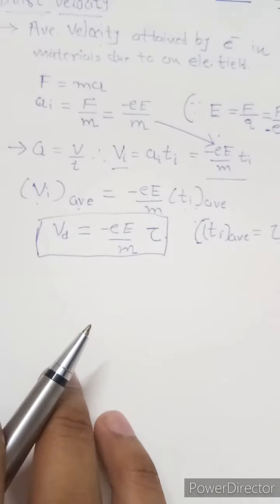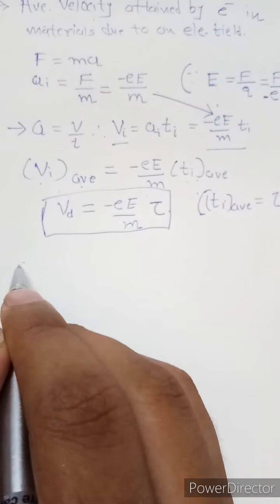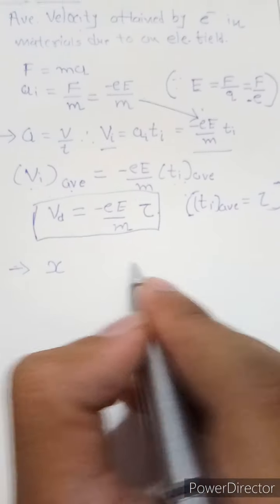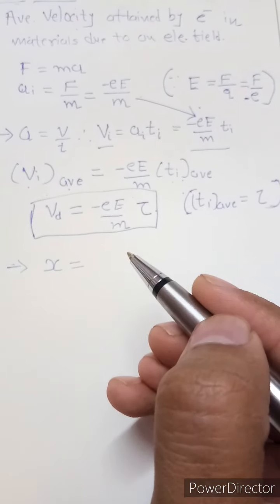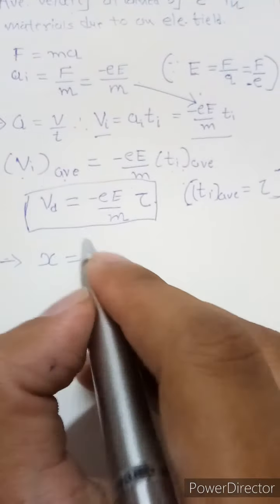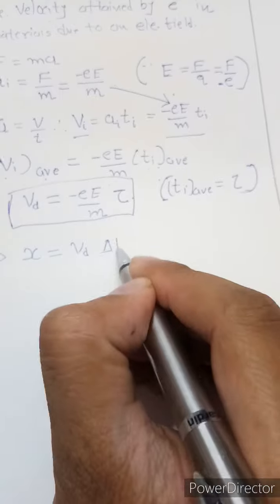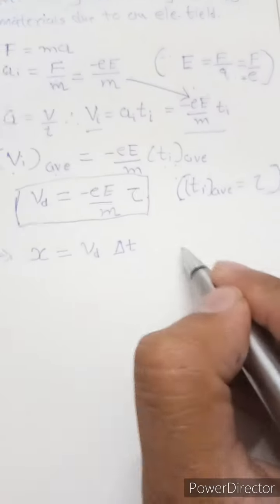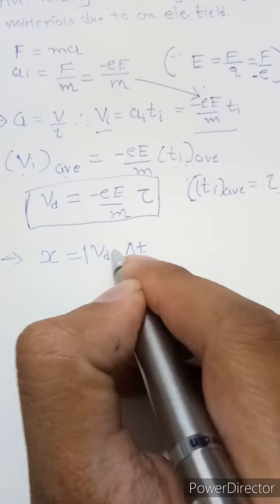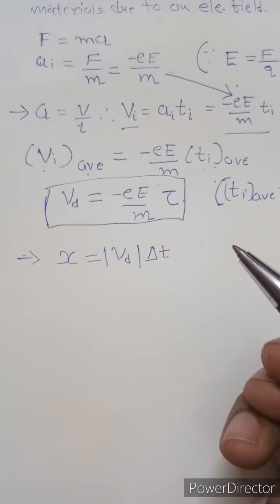Now due to electric field, electrons are moving here and there. It means it covers some distance. This distance covered by the electron is x in particular time delta t. So from the formula of velocity, which is velocity is equal to distance or displacement upon time, x, from this formula you will get x is equal to Vd into time. Time here we have taken delta t. Here x is the distance, and distance is always positive. So here we have to take modulus of Vd, which is magnitude of the velocity, into time taken, is known as a distance.